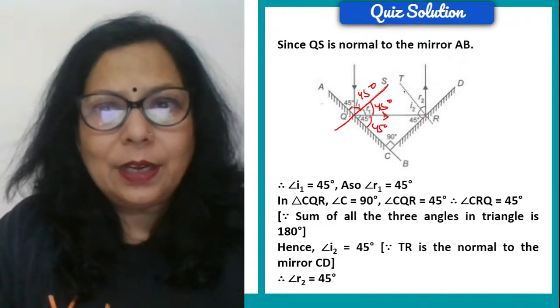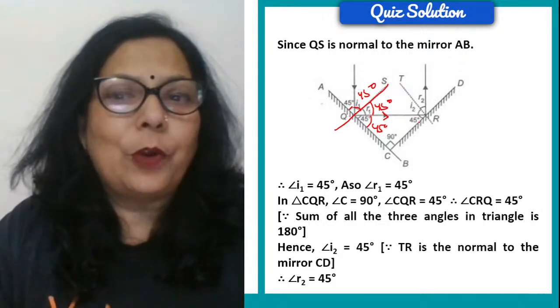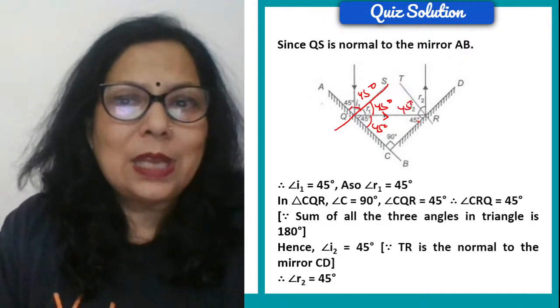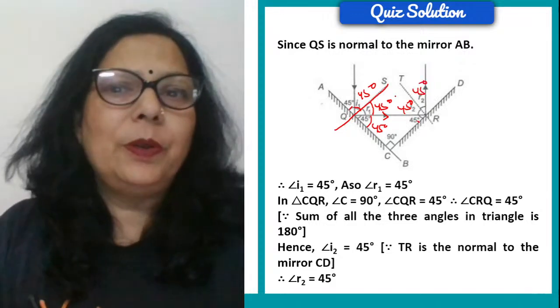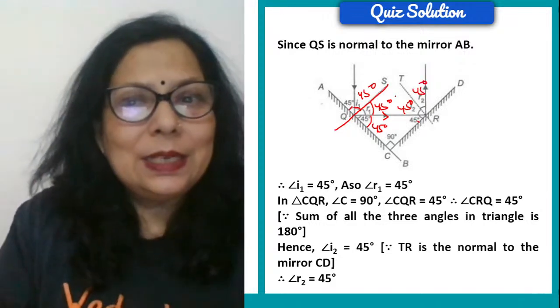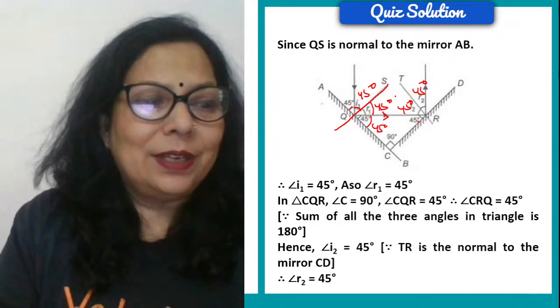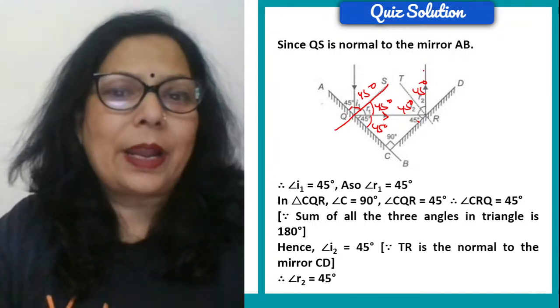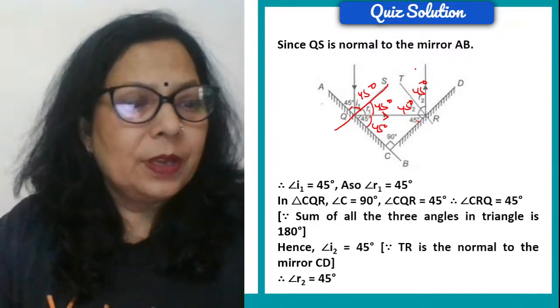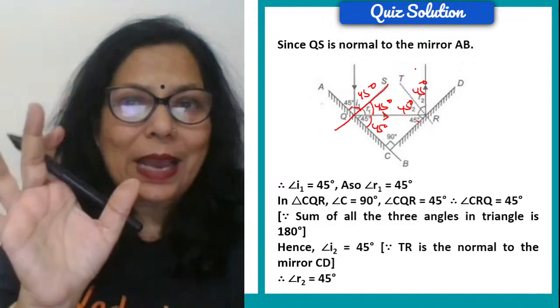When it is reflected here, again, this is the normal. It is making 45 degree with the mirror. So this angle will be 45. This angle will be 45. It will be incident on the other mirror at 45 degrees. And from there, it will be reflected back at 45 degrees. Right? So please keep this diagram in mind.